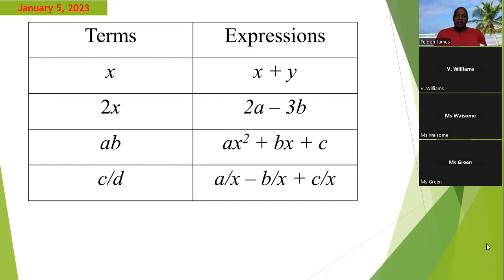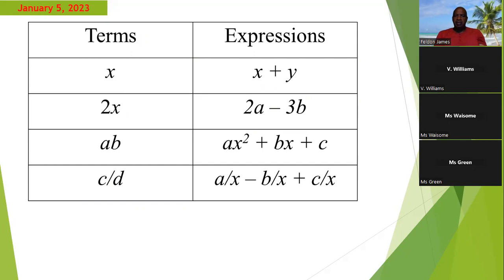All right, Miss Williams said something about the expressions having operations between them. But if you look at the terms, do we have any operations between terms? Yes, sir. It seems so to me as well, because the 2x would have been 2 times x, and the ab would be a times b. All right, so clearly with the terms, you do have operations, but you notice that for the terms, the operations are limited to what? Multiplication and division.